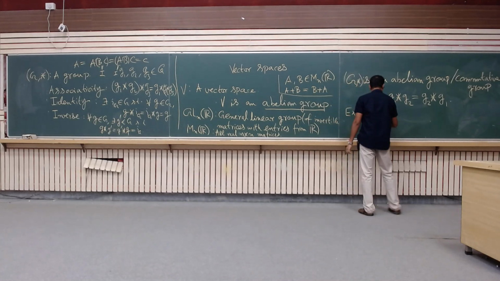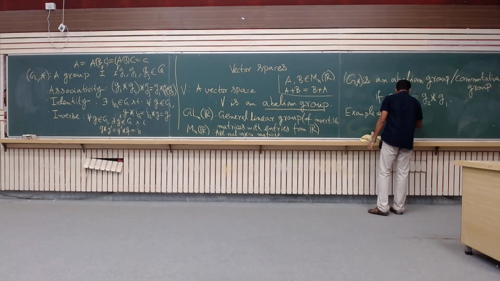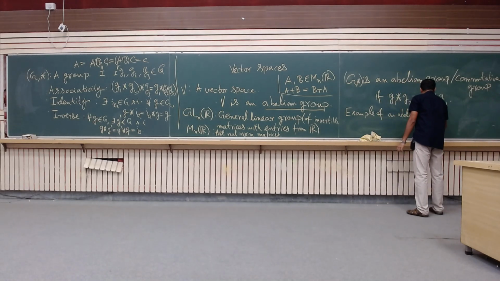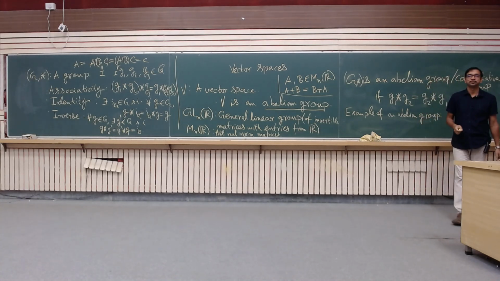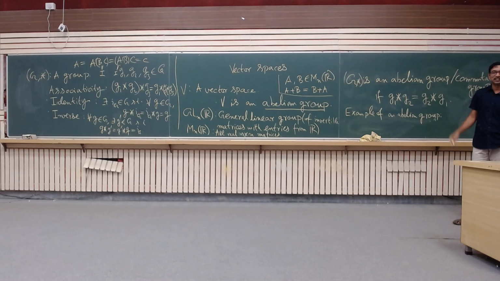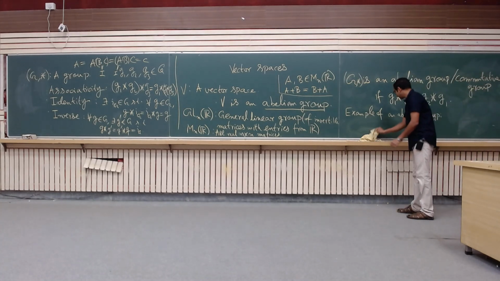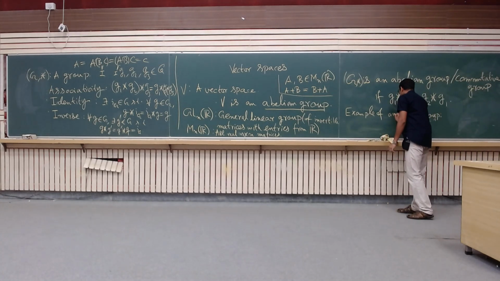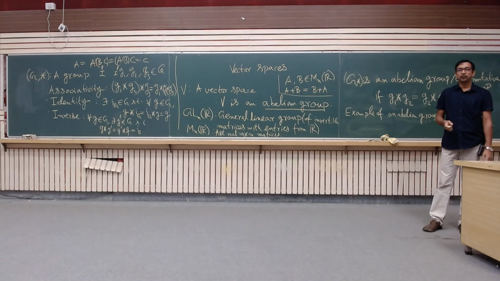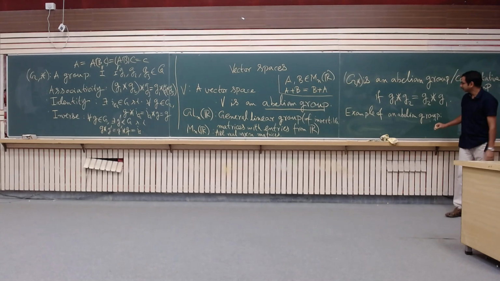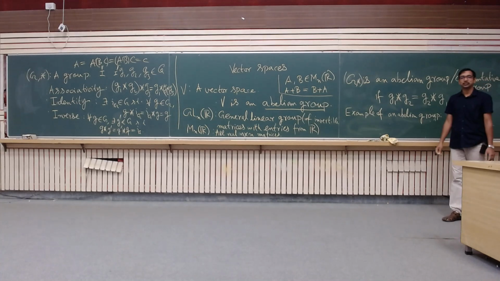Example of an abelian group, except GL(n, R). Just try to give any example. So at first, give an example of a group. We will later think whether it is abelian or not.